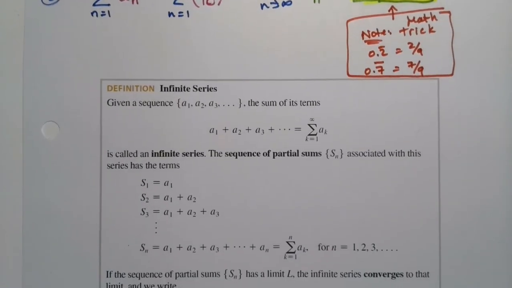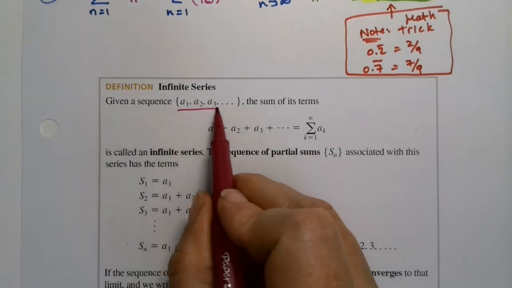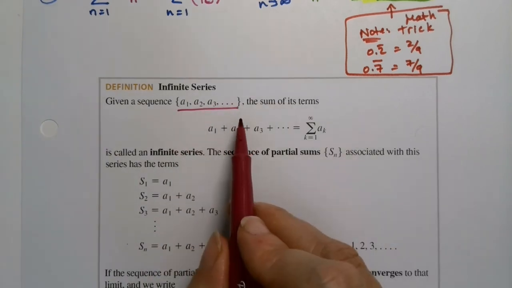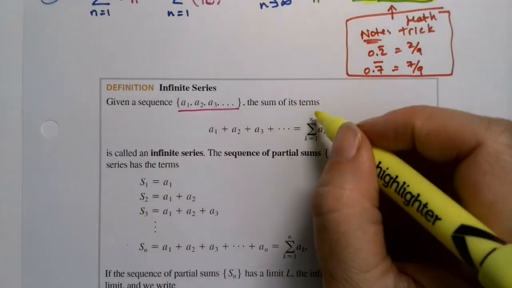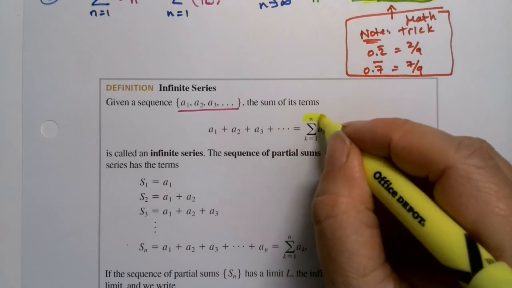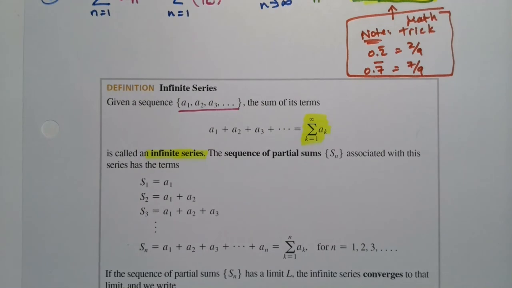So think about what we're saying. If you have a sequence, A sub 1 through A sub k or whatever, going on forever, and you sum them, this guy right here is called an infinite series. So this piece is called an infinite series. You're adding up to forever.